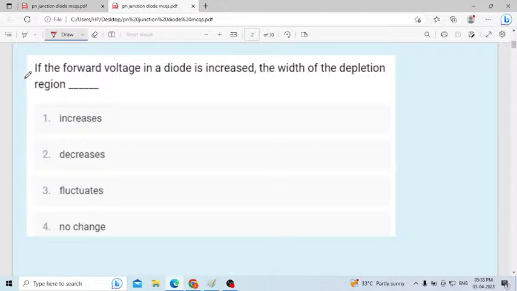Answer the first question. If the forward voltage in a diode is increased, the width of the depletion region. What is the change in the width? They are asking in the question. First option, increase. Second option, decrease. Third option, fluctuate. Fourth option, no change.